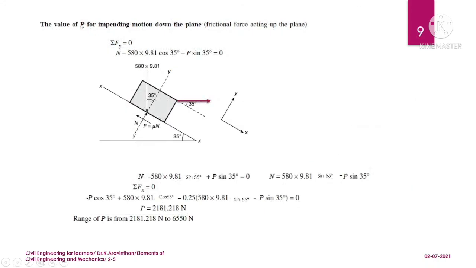Okay, next let us find the value of P for impending motion down the plane. So you have 580 into 9.81, and if you resolve this vertically, you have 55 degree angle, so sine 55. So this will be acting at downward direction, and you have upward force, which is N, so this is plus N, and this will be minus. Next you are having a force P. If you resolve this vertically, P into sine 35 degree is plus, so plus P into sine 35 degree, which will be equal to 0. And this is the equation when you resolve vertically. So it is written here.